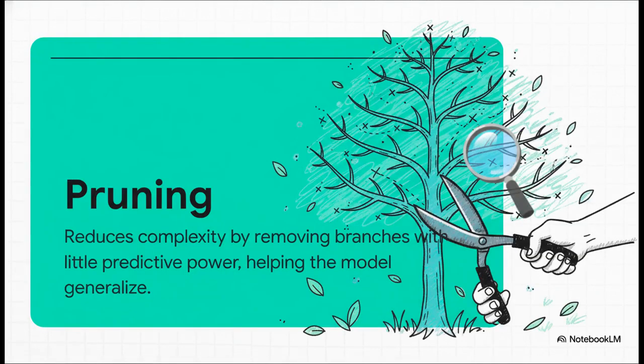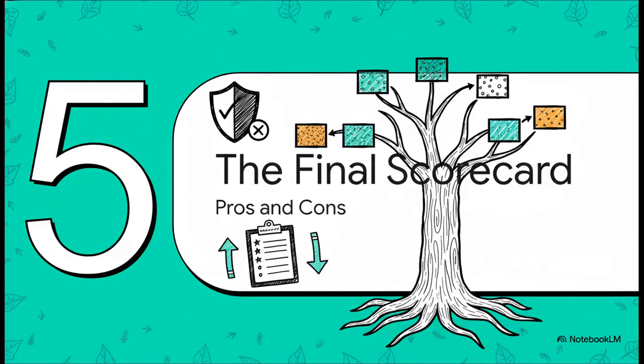The solution to this is a technique called pruning. And it is exactly what it sounds like. After you grow this big, potentially overgrown tree, you go back and strategically snip off branches that don't really add much predictive power. It makes the model simpler, more robust, and way better at generalizing to what it'll see in the real world. So there we have it. We've built the tree from the root all the way to the leaves and even pruned it.